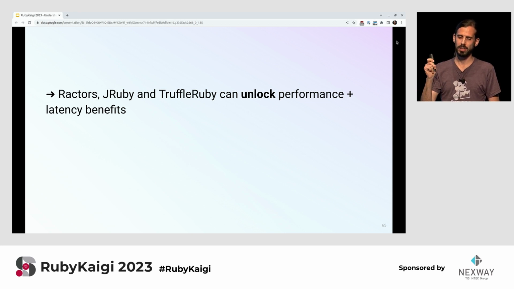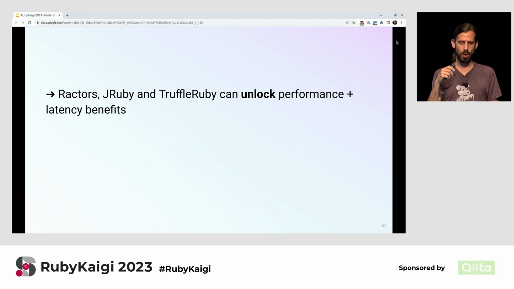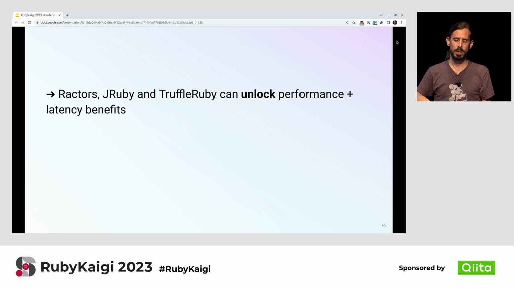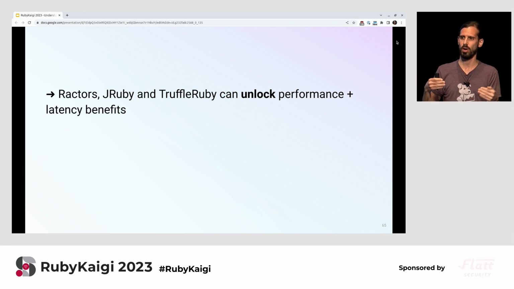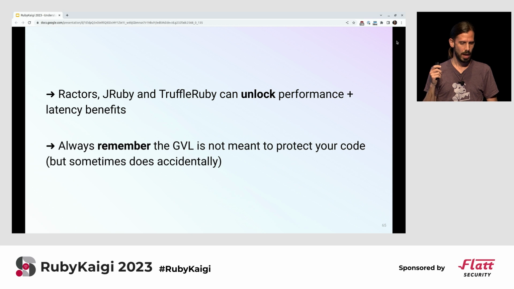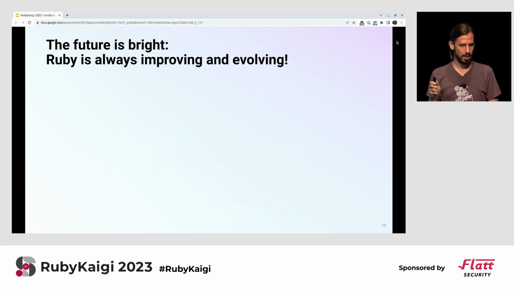I wanted to call this out because often we say in the community, oh, JRuby is faster and TruffleRuby is faster, but then they have a few challenges. But it's not just faster at running single-threaded code; the latency benefit of not using the GVL is also quite relevant. Ractors can also provide some of this. And always remember that the GVL is not meant to protect your code, even though sometimes it kind of does.